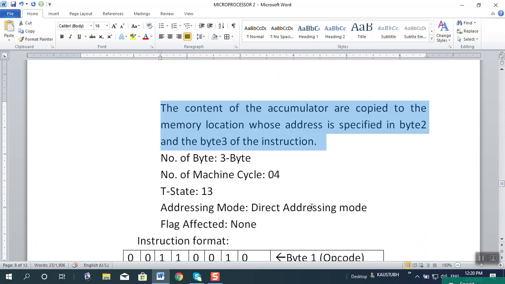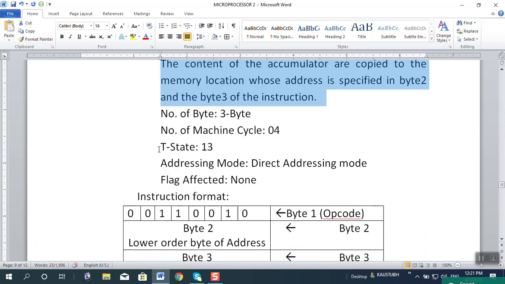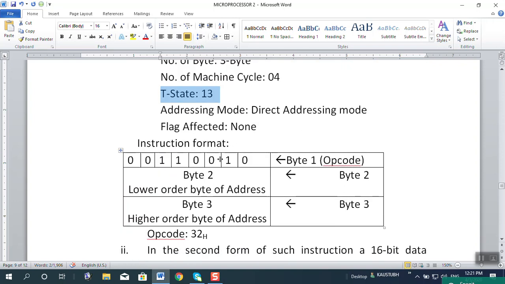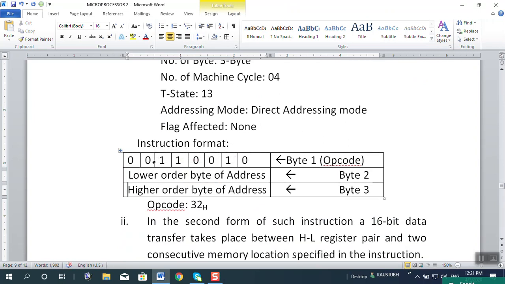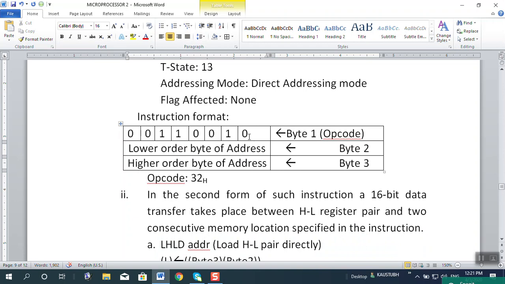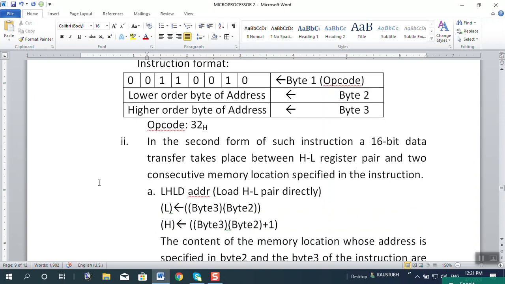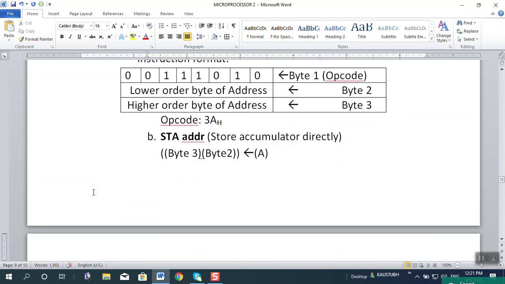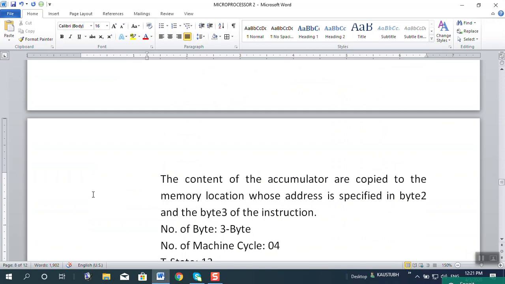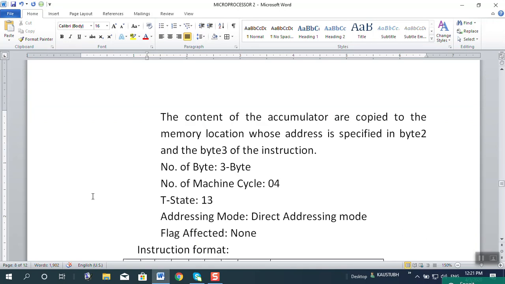This is also a 3-byte instruction, with machine cycles 4, just like the previous one. Here also there are 13 states, the addressing mode is direct, no flags are affected, and this is the instruction format. So 0011 0010, which is 32, is the opcode. These two are the first form of the direct data transfer instructions, that is for 8-bit, from the memory location to the accumulator, and from the accumulator to the memory location.